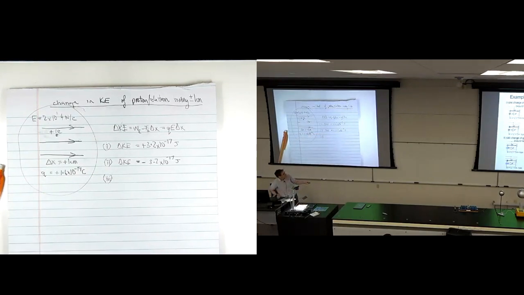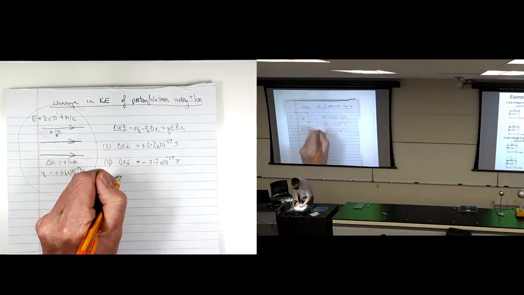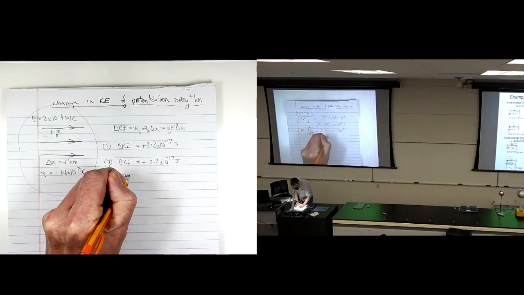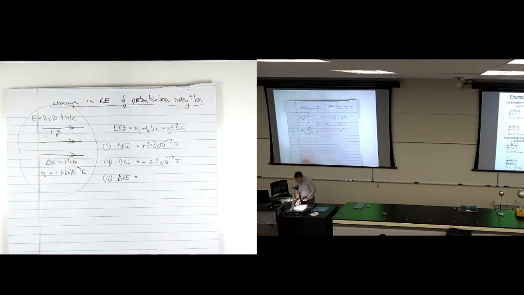The third example replaces the proton with an electron. So instead of a positive charge, we've got a negative charge. In this third example, the displacement is towards the right, just like the first case. What's the change in kinetic energy there? Well, let's again just compare it to the first example. What's different between this third example and the first example?